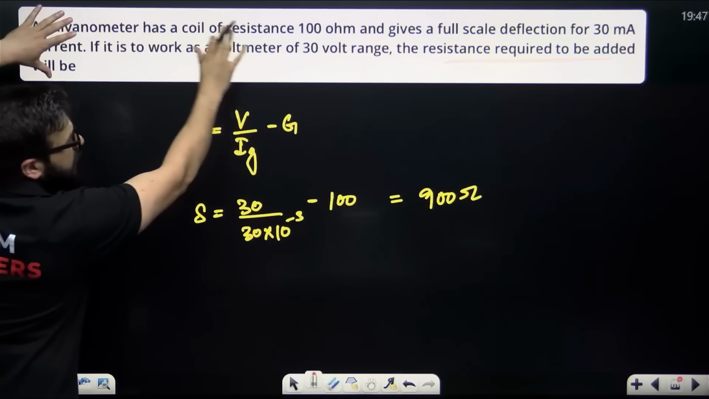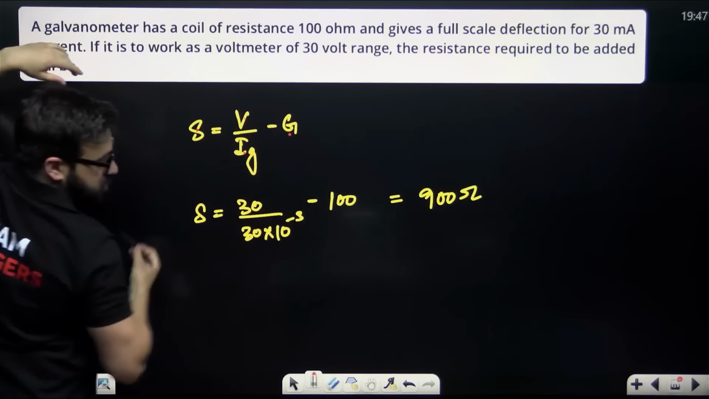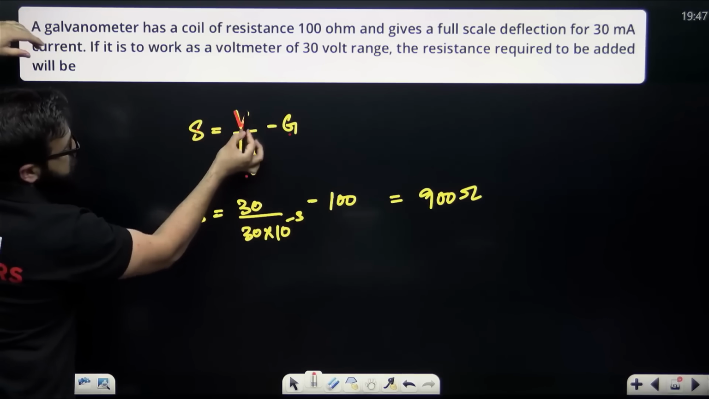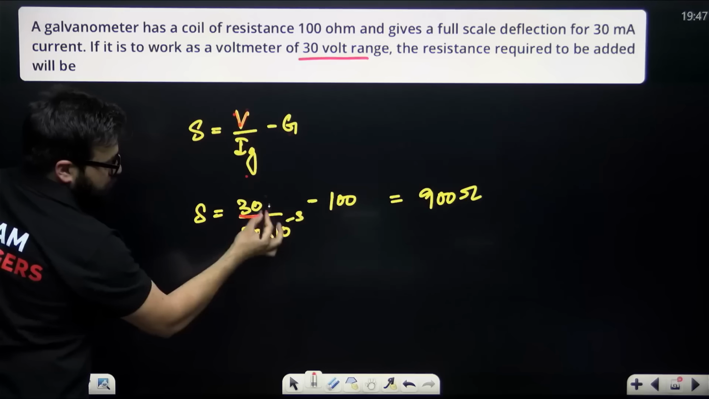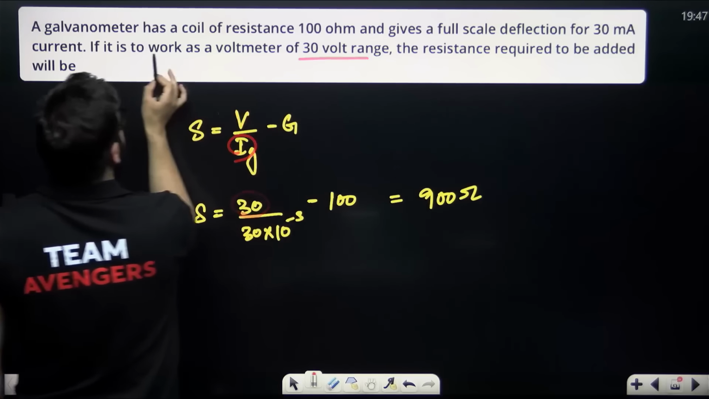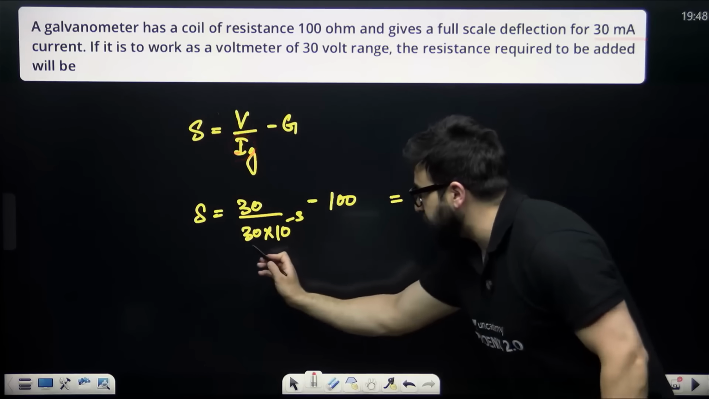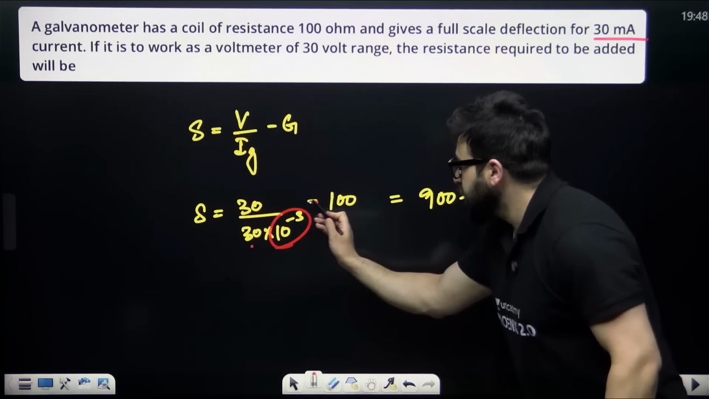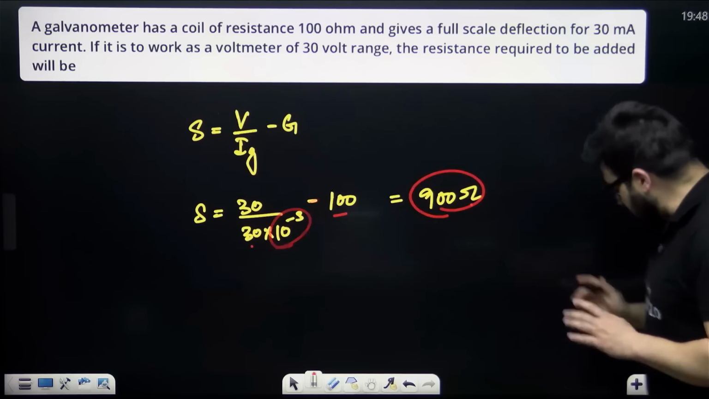So directly you can read the question and apply the formula. S is equal to E divided by Ig minus G. The voltage across the voltmeter is given as 30 volts, and the current is given as 30 milliampere. 30 milliampere is 30 into 10 raised to power minus 3, minus 100. So this came out to be 900 ohms directly.